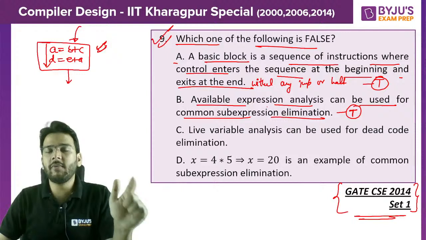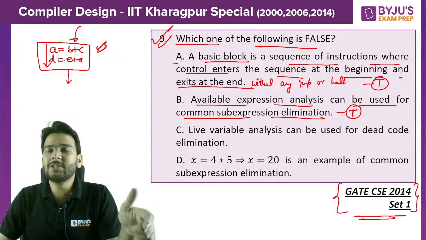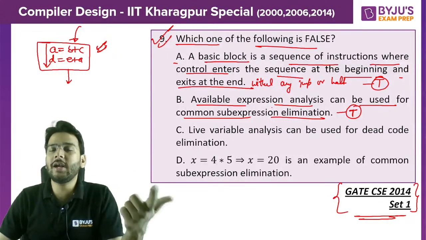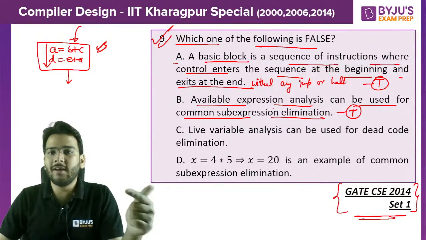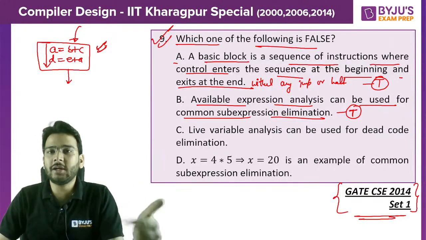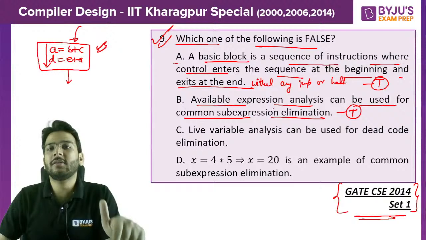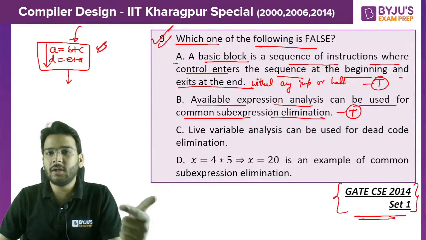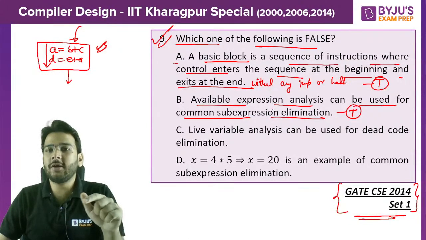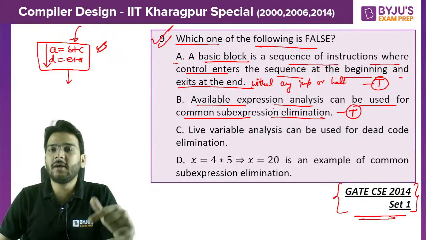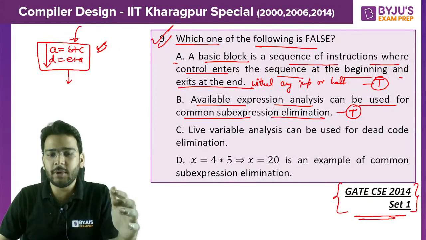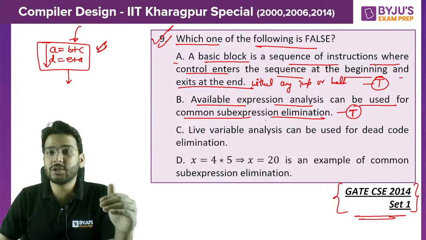Because in case of available expression analysis, you just check whether the expression is already available in the code or not. If it is already available and if you get that expression again, then you are going to eliminate it. Clear? So that is also one kind of analysis that is there for common sub-expression elimination. We can use it. So this is also true.